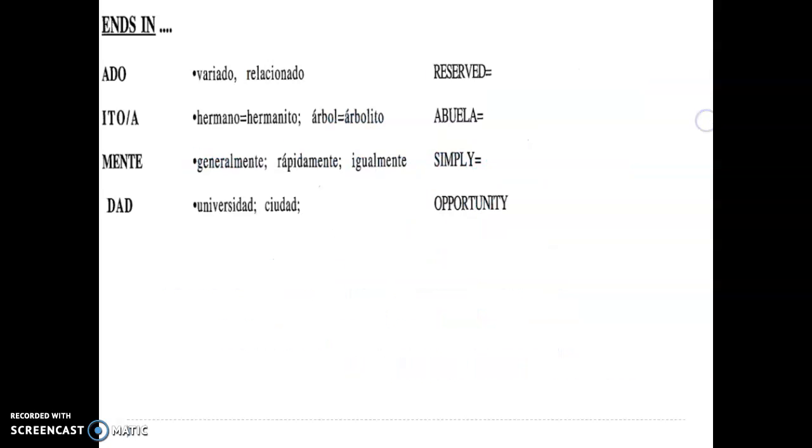CTO translates to CT. So on page 8, there are some examples. Go through and try to figure these out, and do those examples on page 8, and you can email me if you have questions.